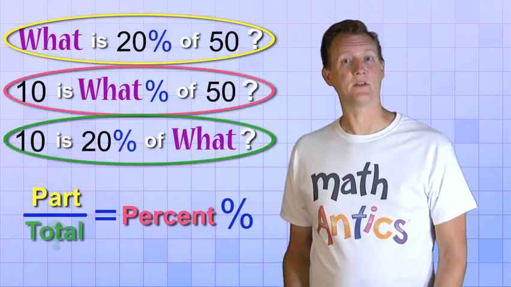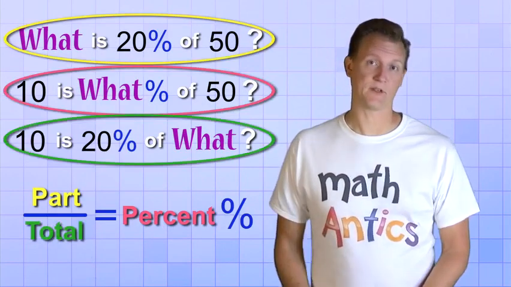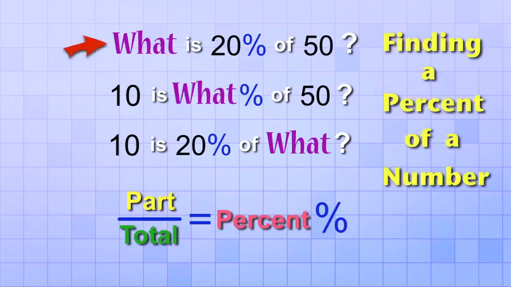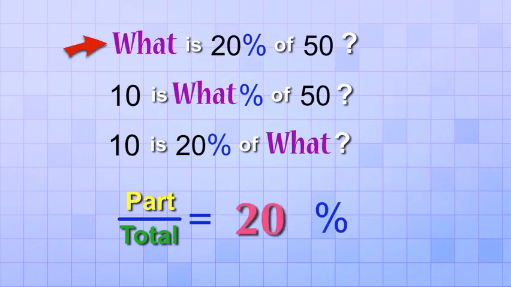And these three statements represent the three most common types of percentage problems. The first type is what we learned in the last video, finding a percent of a number. In this type of problem, we know the percent and we know the total, but we don't know what part of that total we have.